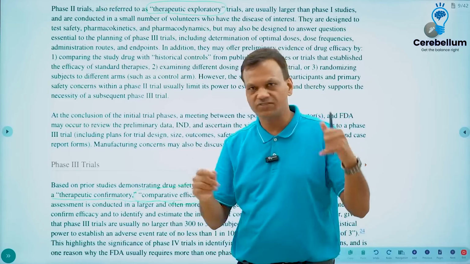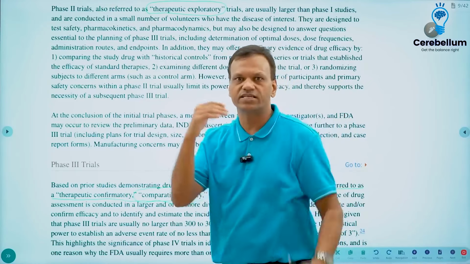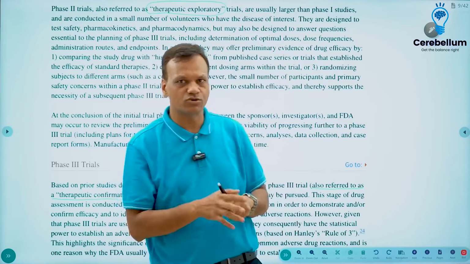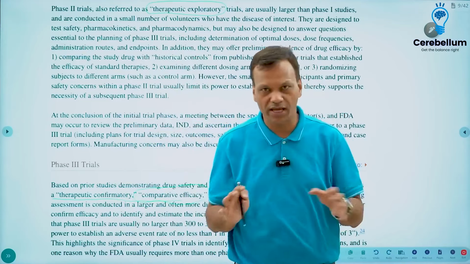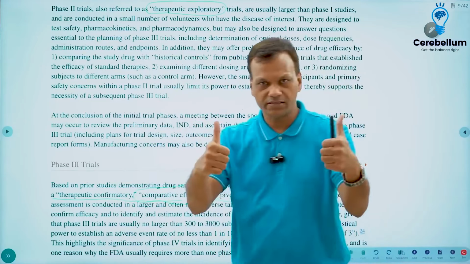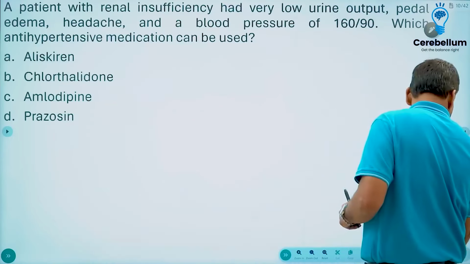Efficacy is done in both phases, phase 2 as well as 3. In phase 2 it is shown the first time, and in phase 3 it is confirmed. So saying phase 2 is an efficacy trial is wrong. Okay, so this controversy is clear, right? Right. So now we will move to the next question.